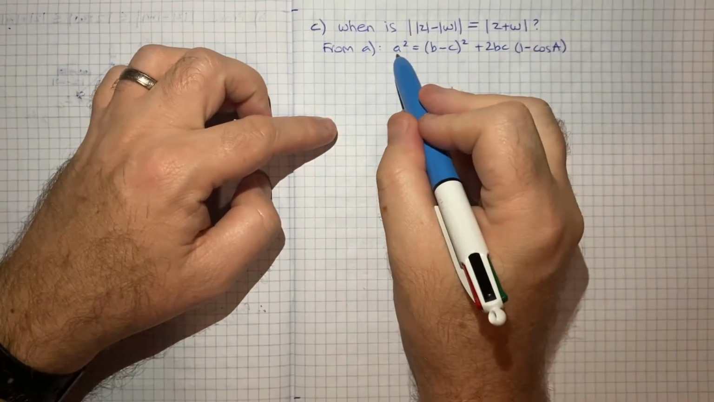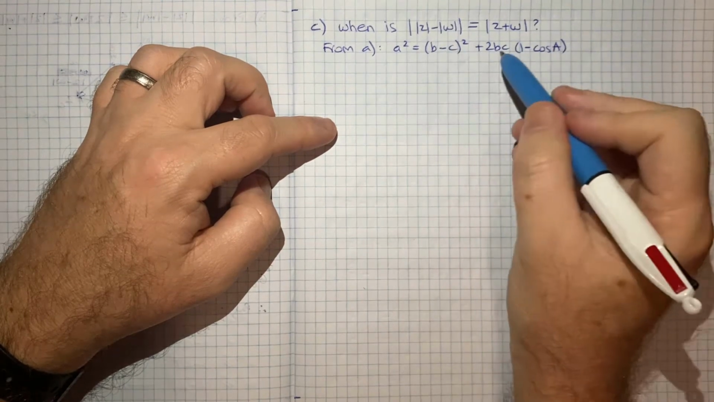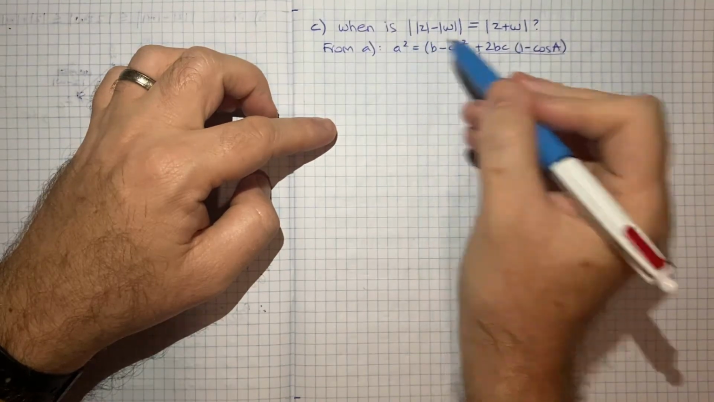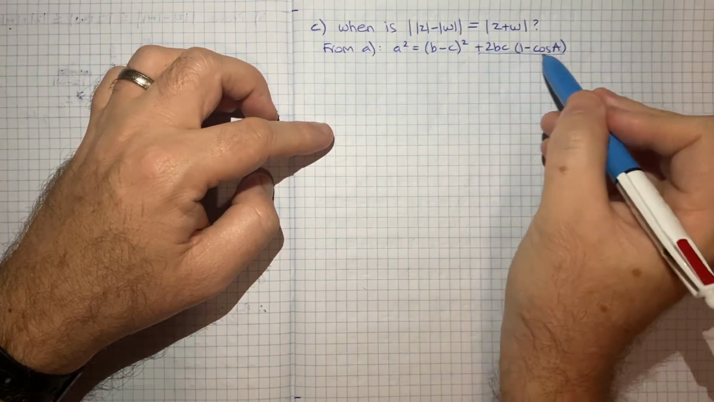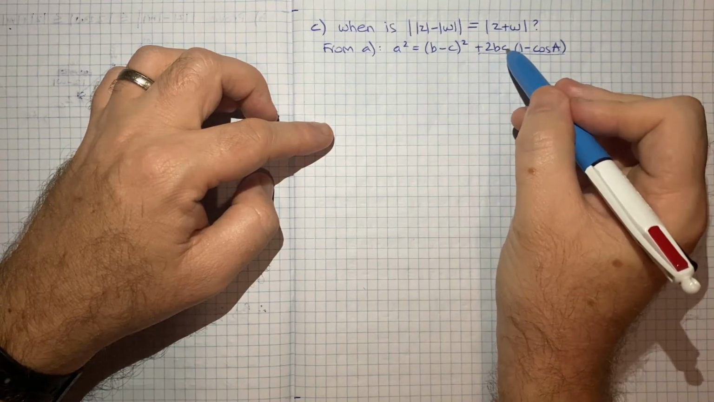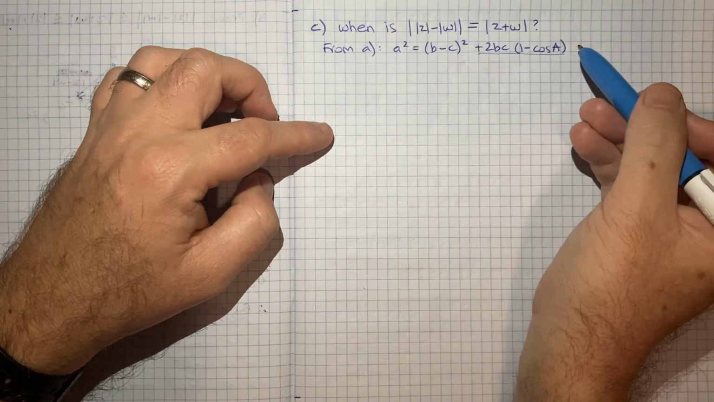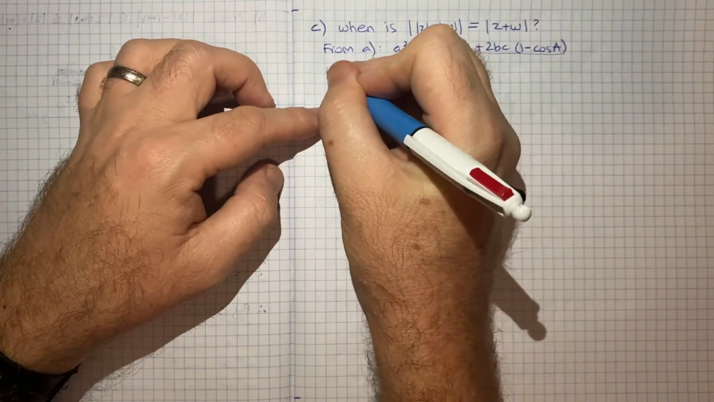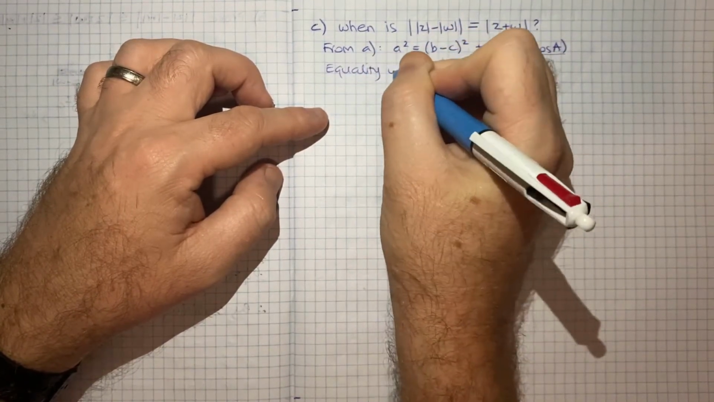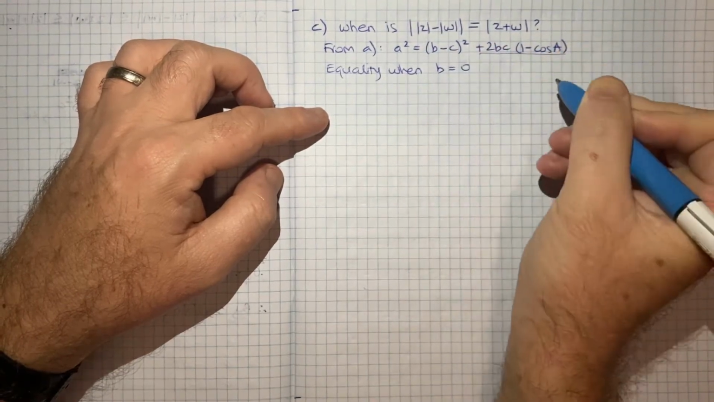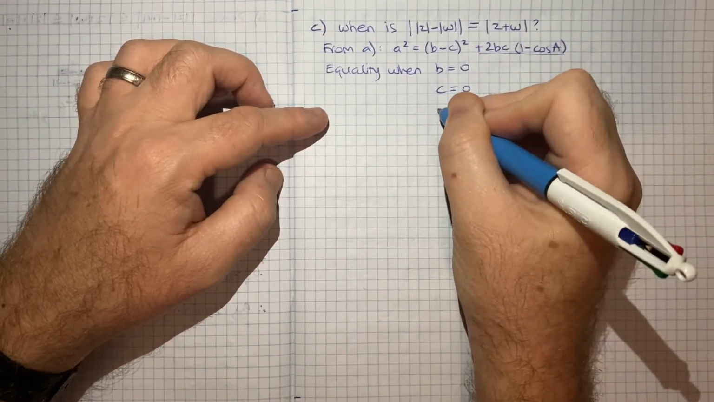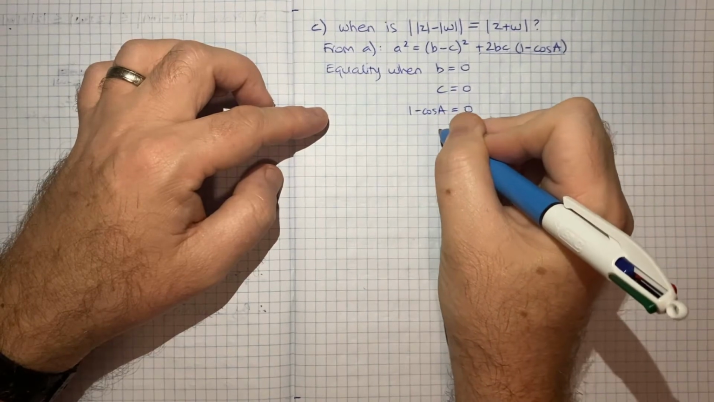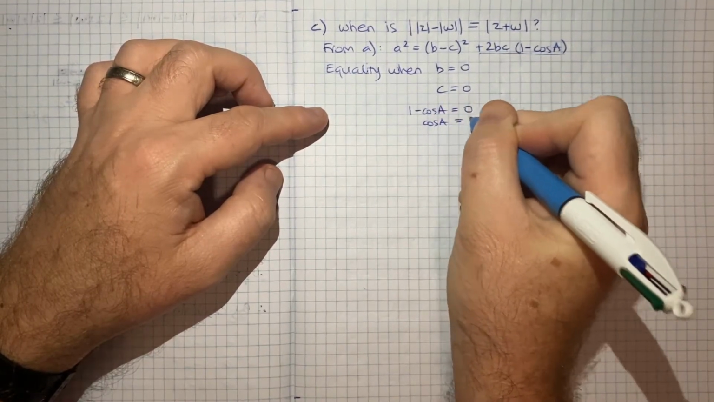And so if we want to maintain this equality, remember it was this bit here that got us to our inequality. So essentially if we want to keep equality, we just need this to be 0. And this will be 0 when either B is 0 or C is 0 or 1 minus cos A is 0. So we can say equality when B is equal to 0 or C is equal to 0, or 1 minus cos A is equal to 0, or in other words cos A is equal to 1.